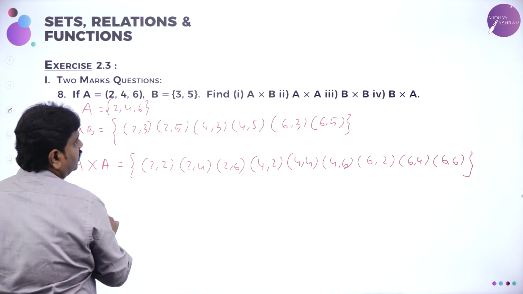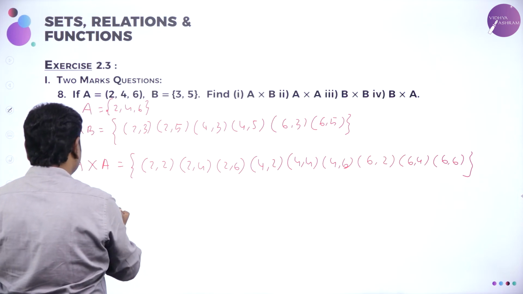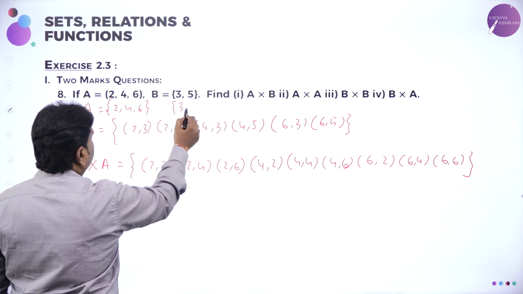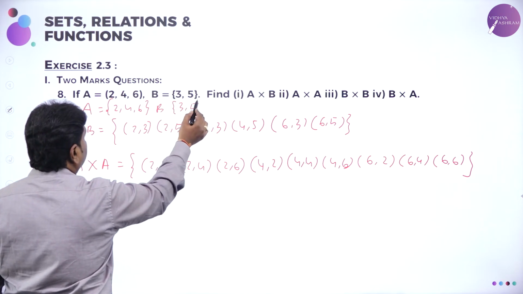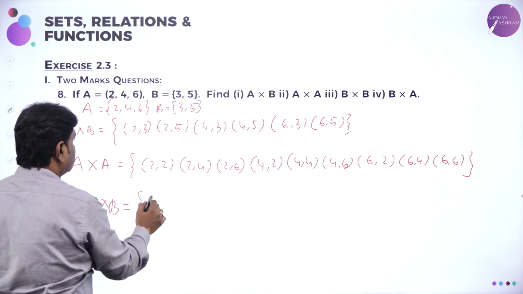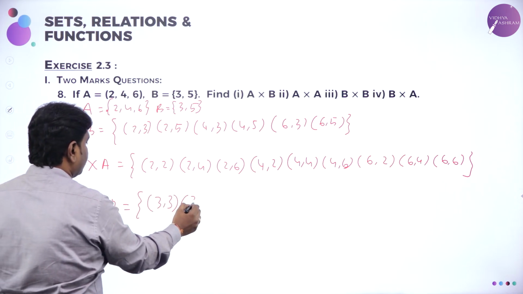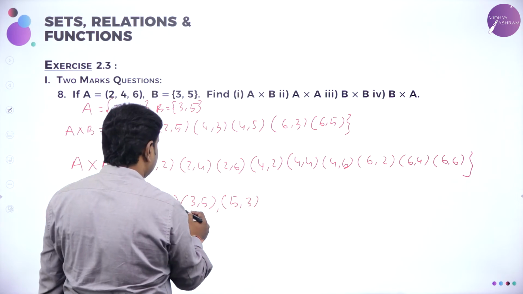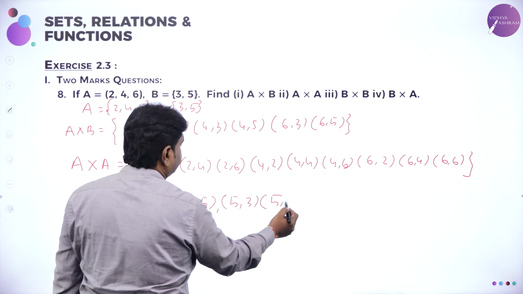Then B cross B. I hope you can do B cross B. What is B cross B? 3 5, you club with 3 5. So B is 3 5. So that will become what? 3 3, 3 5. Then 5 3, 5 5.